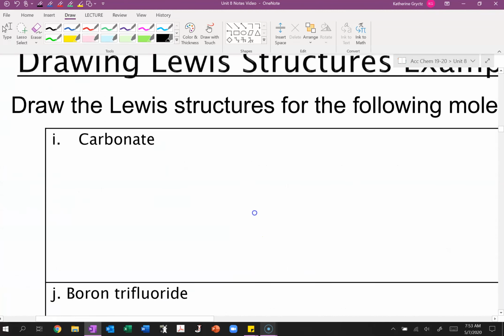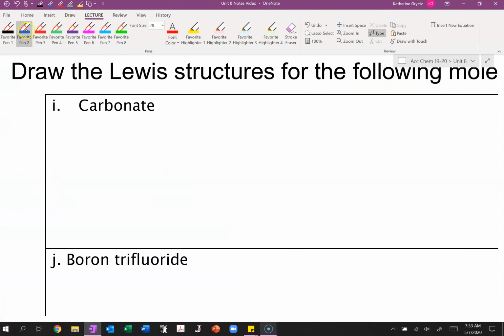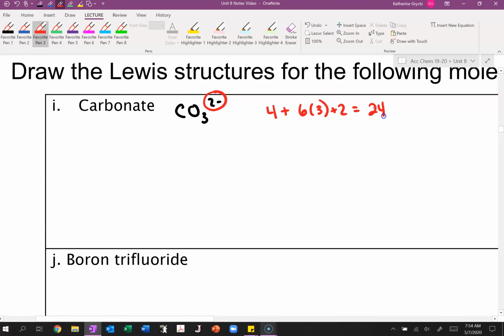So we're going to try another polyatomic ion, carbonate. Carbonate is CO3 with a 2-. So when we go add up the electrons, we're going to have 4 for carbon, 6 for oxygen, but there are 3. And then this -2 means we add on an additional 2. So if you add this up, you get 24 electrons. So we're going to pick a skeleton. I'll put carbon in the middle and 3 oxygens. I'm going to connect them all, 2, 4, 6. Go around the O's, 8, 10, 12, 14, 16, 18, 20, 22, 24.